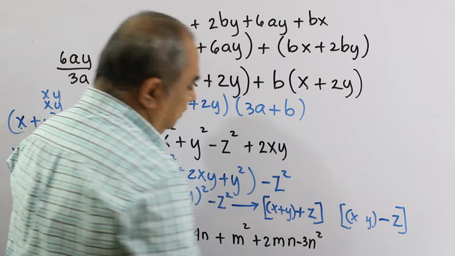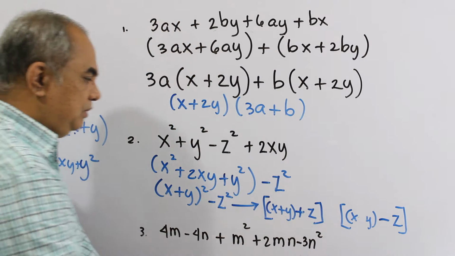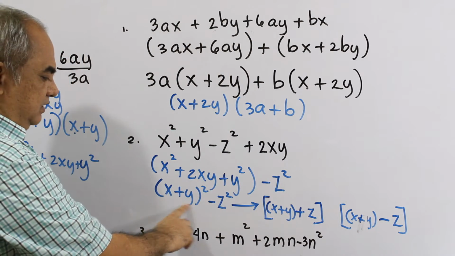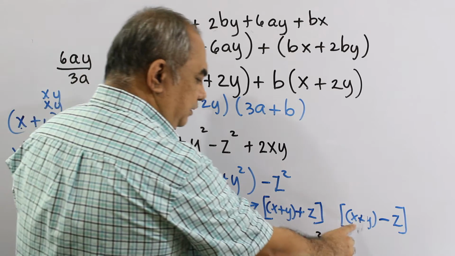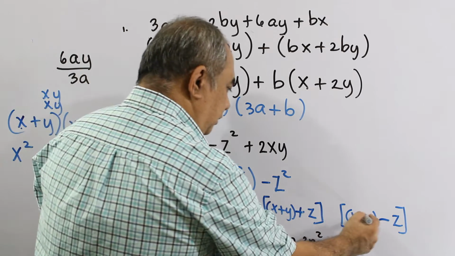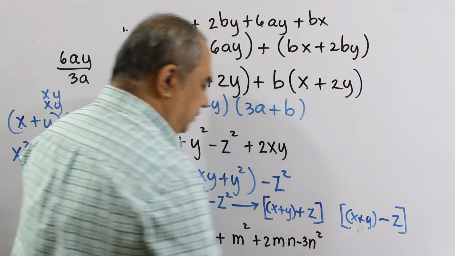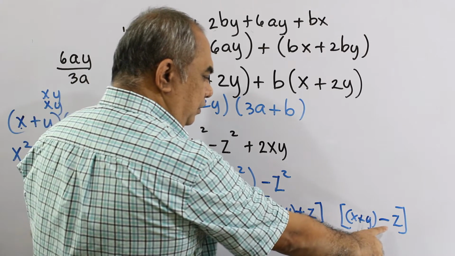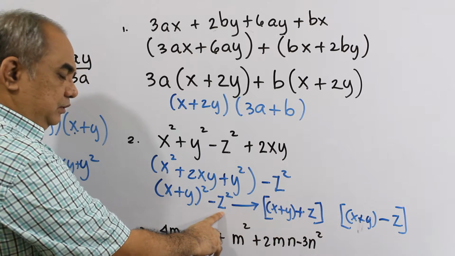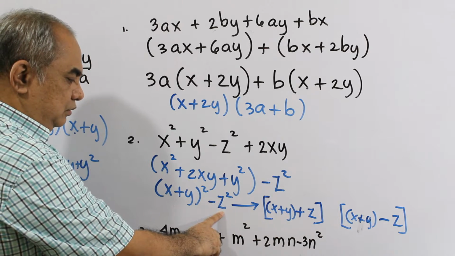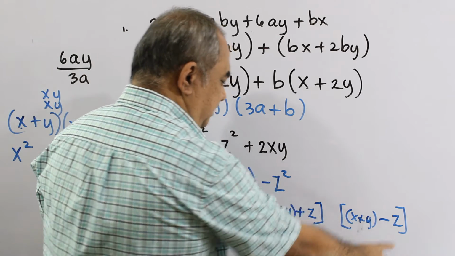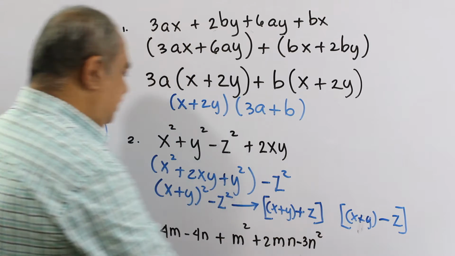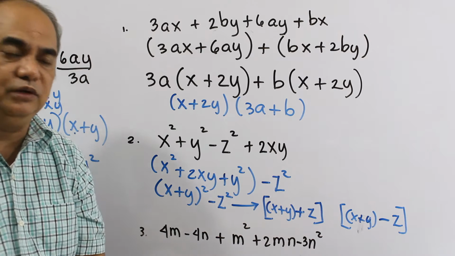This should be corrected. So the factored form of this is x plus y and another x plus y here. Okay? And the only difference is one positive here and one negative here. And the square root or the factored form of z squared is nothing but z and another z here. Okay? So this is now the answer for number 2 using factoring by grouping.